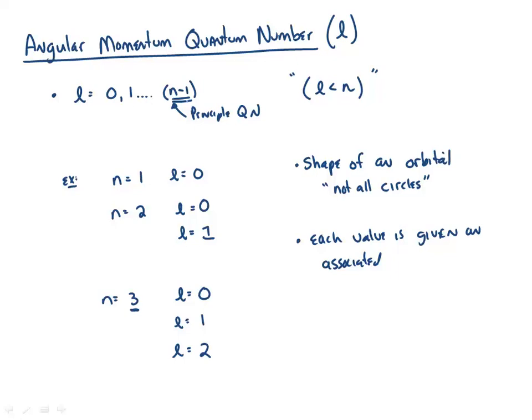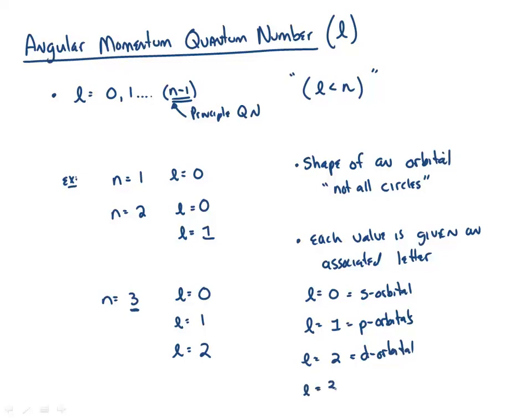So each value is given an associated letter. If L equals 0, we're going to call that an s orbital. If L equals 1, we're going to call those p orbitals. If L equals 2, it's called a d orbital. If L equals 3, that's an f orbital. And honestly, we never go beyond f orbitals. It is possible to have other lettered orbitals. After f, they go g and so on, but we never have to use them.